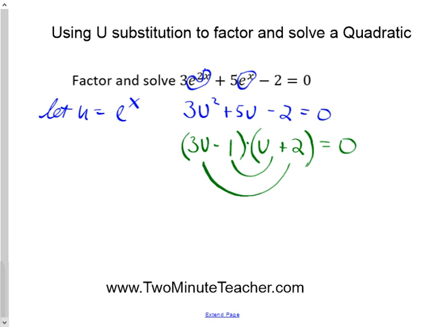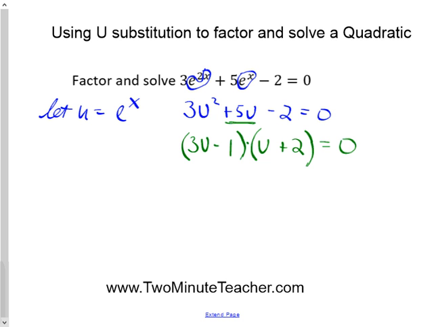And I'm going to check the outside makes 6, inside makes negative 1. That will make 5u on the inside like I was looking for. So yay, I've got it factored. And now I just need to solve it from here. So the trick really was to let u equal e to the x.